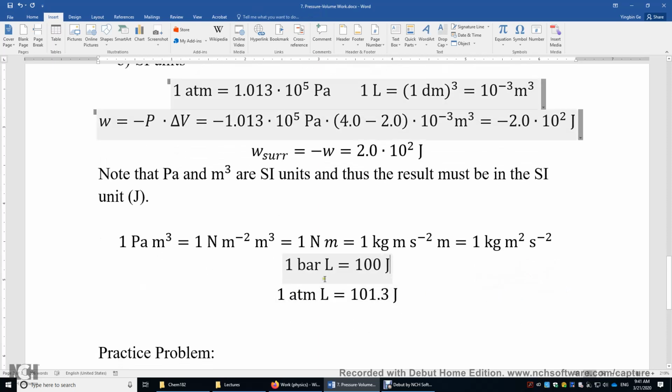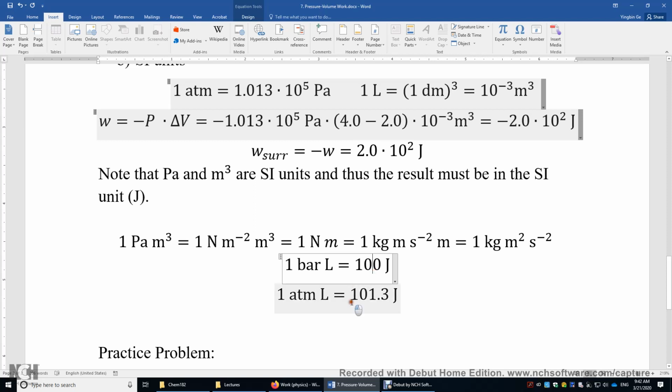So what about 1 bar times 1 liter? 1 bar is 100,000 pascals. 1 liter is 10 to the power negative 3 cubic meter. Therefore, 1 bar liter is 100 joules. How about 1 atm liter? 1 atm is 101,325 pascals. And 1 liter is 0.001 cubic meter. You do the math, you get 101.3 joules.